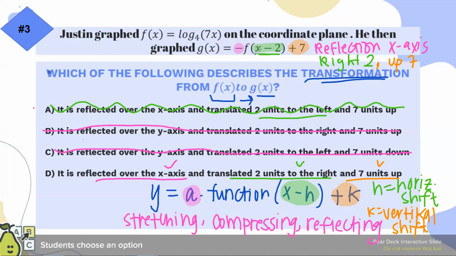Perfect. So the solution for number 3 is D, based on what we know about our reflections, our transformations for any function. It could be a log function, it could be an exponential, it could be a trig function, it could literally be any function ever. These things will always hold true.